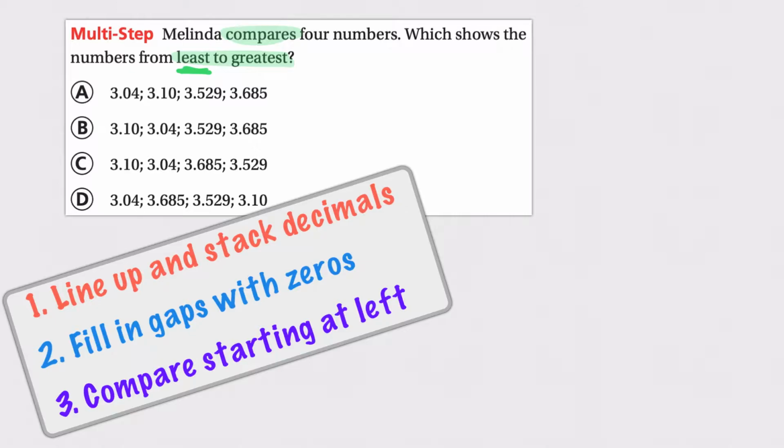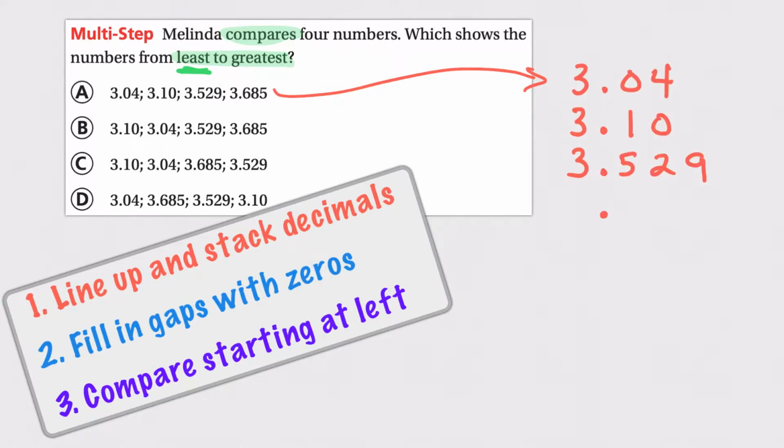And the rules are going to be really important here because if you look at the answer choices, they look super confusing. But they're all the same numbers, just mixed up. So I'm just going to take answer choice A and follow rule 1. Line up and stack the decimals. One number at a time. And that's step 1. Step 2 says to fill in any gaps with zeros. And I do have some gaps. Here's a gap and here's a gap.